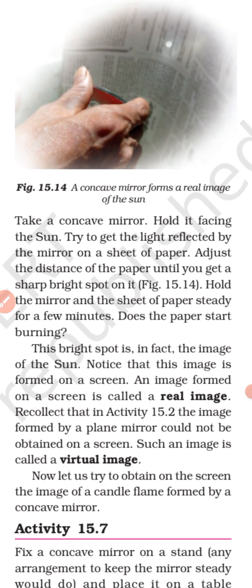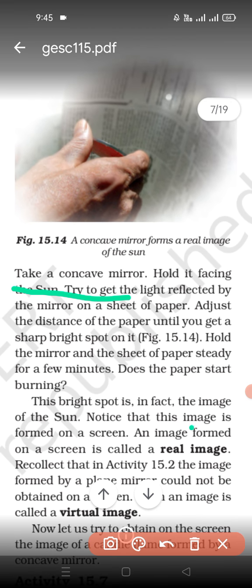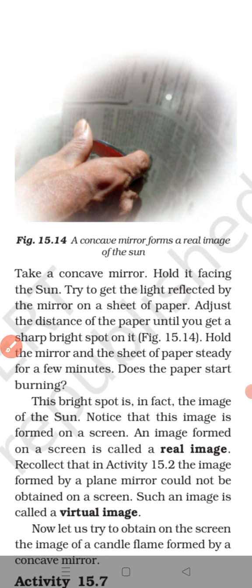Clear? Adjust the distance of the paper until you get a sharp bright spot on it. You have to adjust the concave mirror, or you have to adjust the paper so that you can get a sharp bright spot on the paper, just like this one. This is the sharp bright spot which is formed on the paper, of the sun, right?